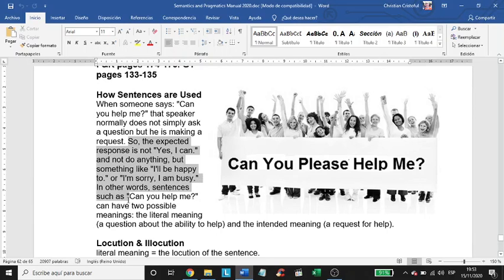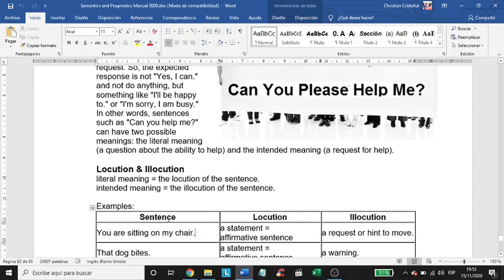In other words, sentences such as "Can you help me?" can have two possible meanings: the literal meaning, a question about the ability to help, and the intended meaning, a request for help. So we're going to use technical terminology, and instead of saying the literal meaning, we're going to say the locution of the sentence. And instead of saying the intended meaning, we're going to say the illocution of the sentence.